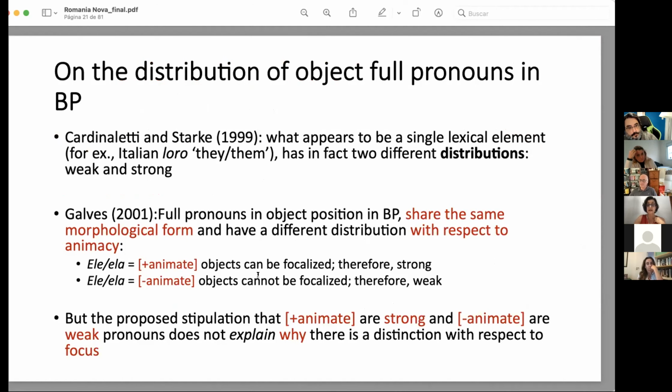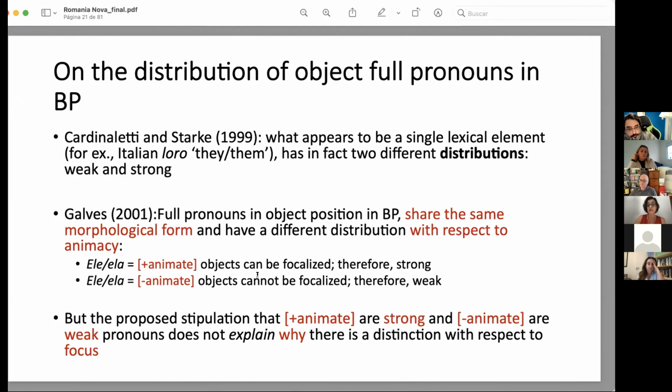Cardinaletti and Starke say that what appears to be a single lexical element, for example, loro in Italian, has two distributions. They can be weak or strong. Galves does the same thing because she says that full pronouns in object position share the same morphological form and have different distributions, with respect to animacy. But the proposed stipulation that plus animate are strong and minus animate are weak doesn't explain, in my opinion, why there is this distinction with respect to focus.